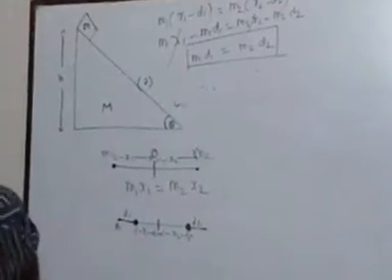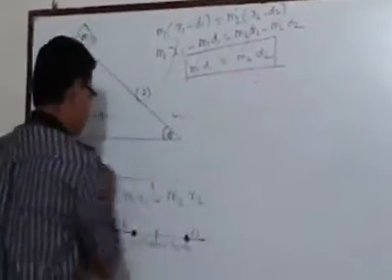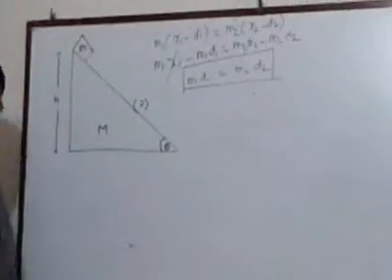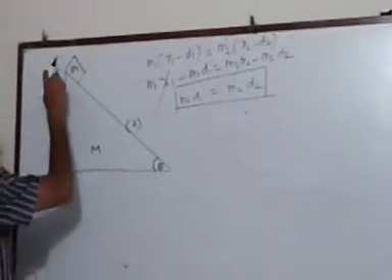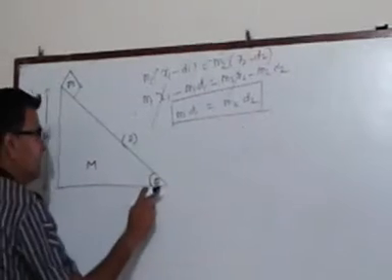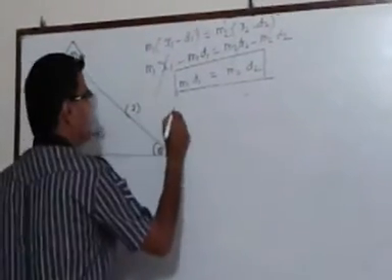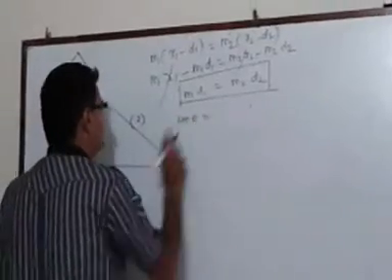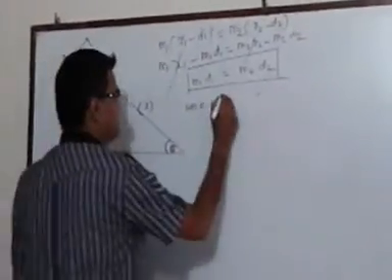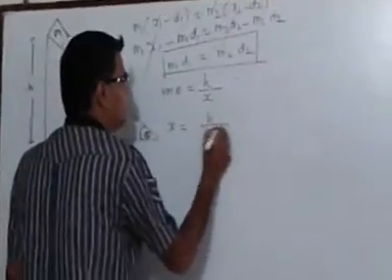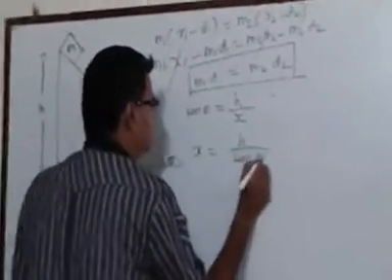So let us try to find this situation in this problem. As this distance is h and this angle is theta, suppose let us take this as x, we know that tan theta is h upon x. So the total distance x is h upon tan theta.